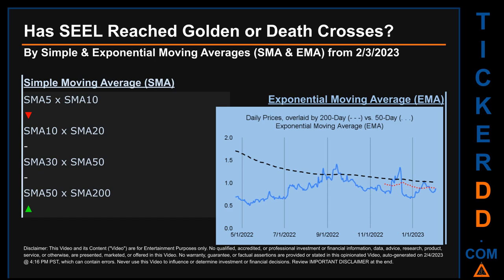For simple moving average, by comparing 50 to 200 days, we found a bullish golden cross signal since the 50-day SMA crossed above the 200-day. Continuing with SMA, we looked across the 5 to 10, the 10 to 20, and the 30 to 50-day ranges to see if golden and death crosses had been reached. We found a death cross signal for the 5 to 10. We could find neither a golden cross nor a death cross signal for the 10 to 20 and the 30 to 50.